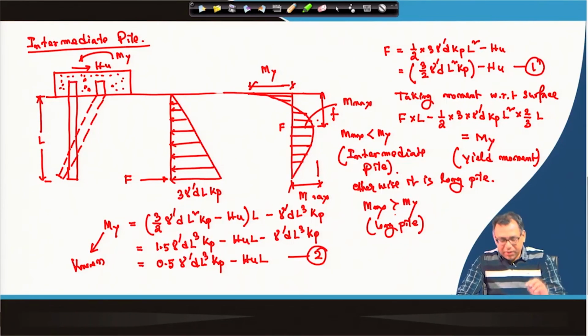So, from equation 2 we can determine the value of H u, because M y is known, and then we can calculate the M max which will be induced at a depth of F from the surface, and then check whether it satisfies the intermediate pile condition or not. That means M max should be less than M y for the intermediate pile condition. Otherwise, if M max is greater than M y, or if it is not less than M y, then it will be a long pile. But in case of a long pile, we will consider M max equal to M y, and that I will discuss in the next class.